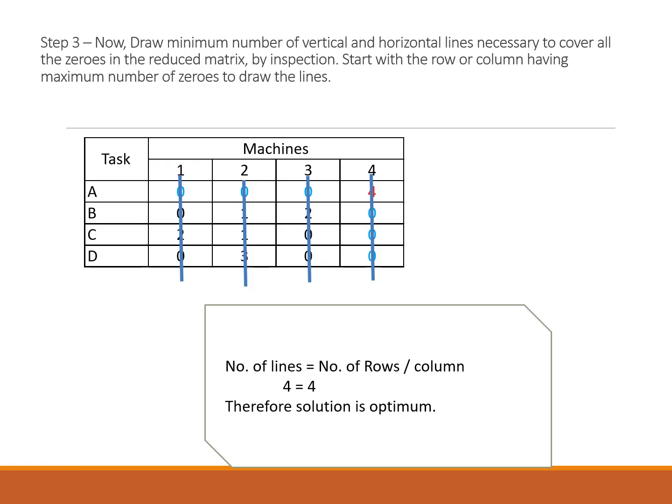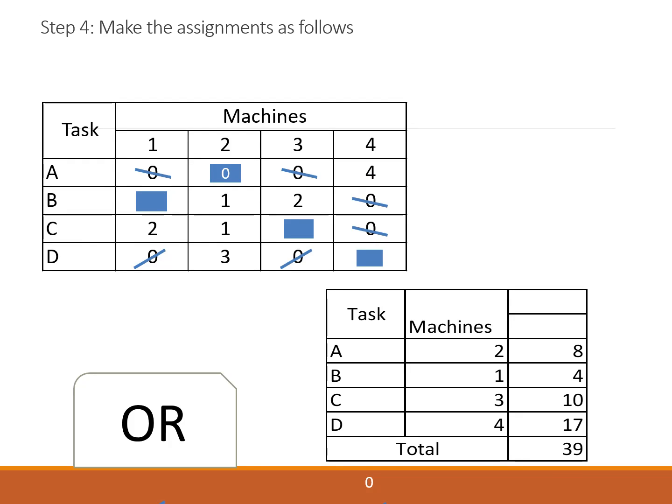So now move on to step number 4, make an assignment. Make the assignment as follows. Task A you assign to machine 2 and cancel out the other zeros in that row and column. Then task B to machine 1 and cancel out the other zeros, row-wise and column-wise. Then task C to machine 3 and cancel out the other zeros if present row-wise as well as column-wise. And task D to machine 4 and cancel out the other zeros.